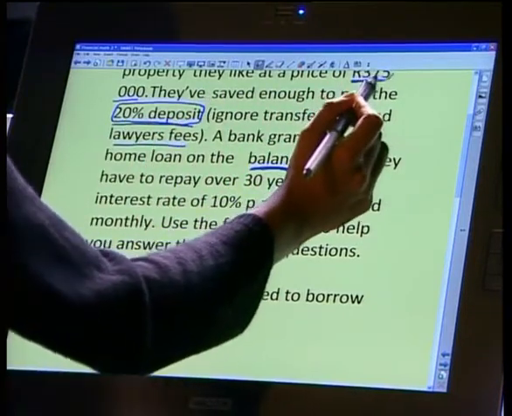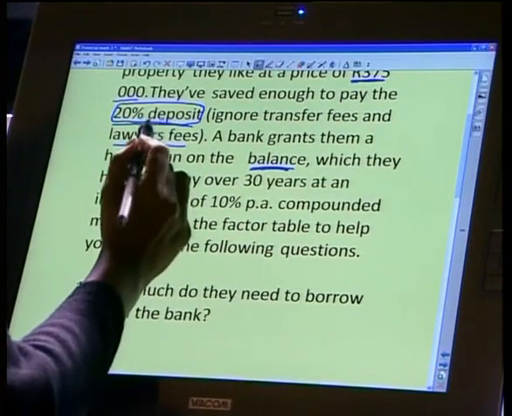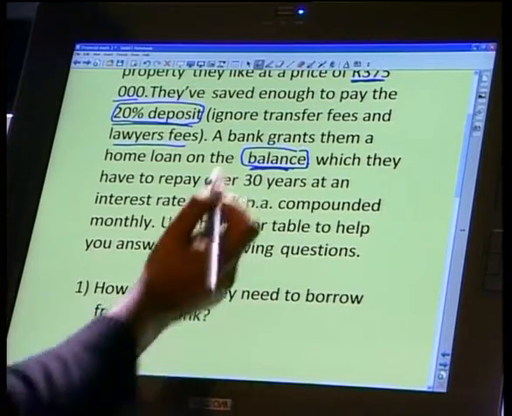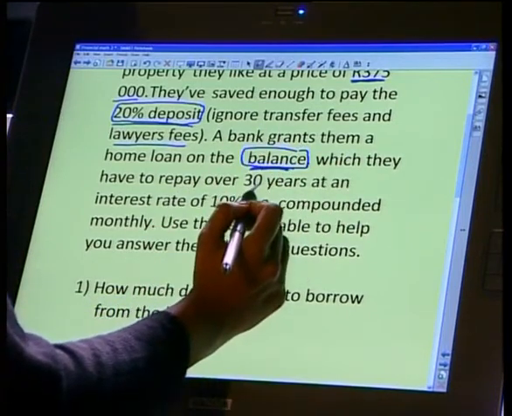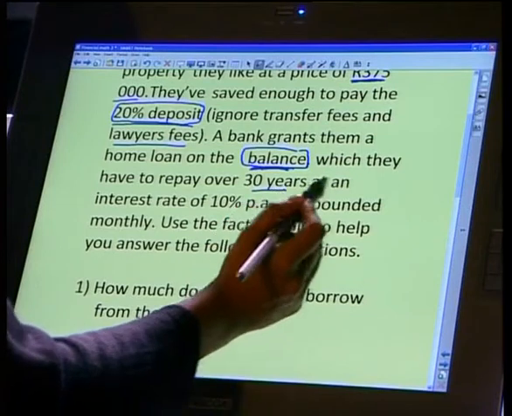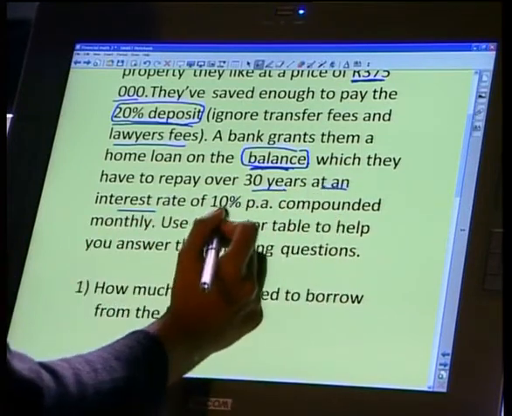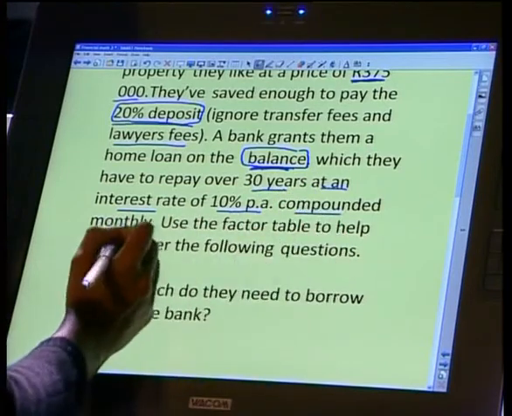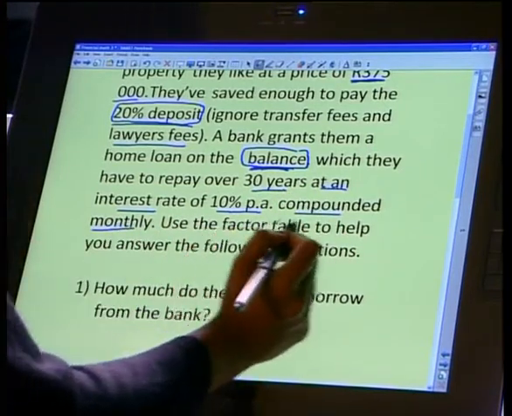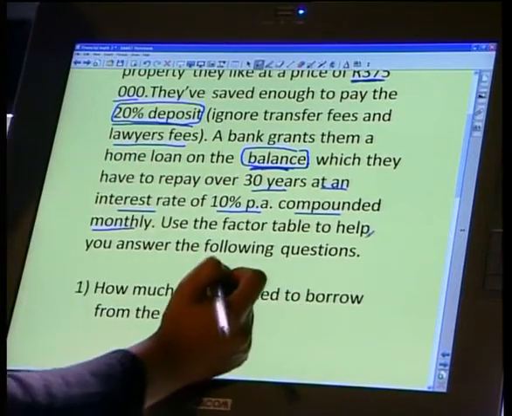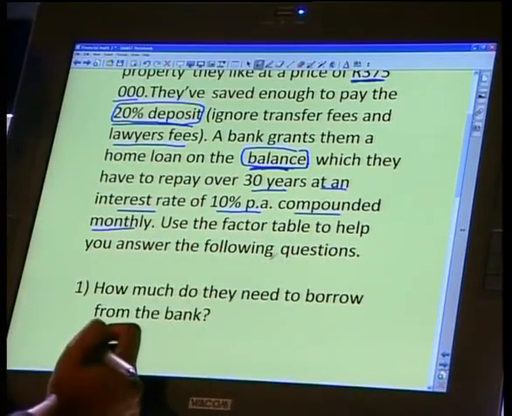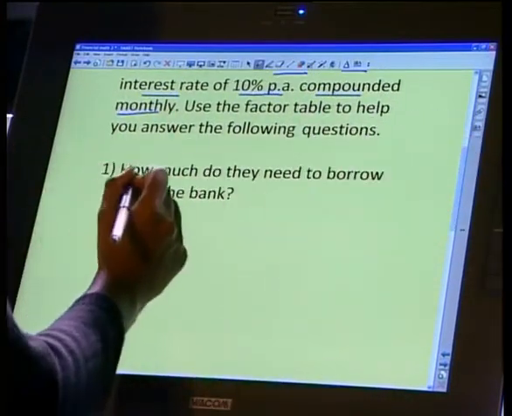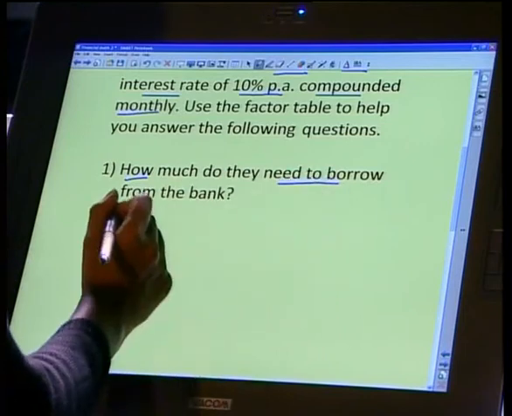So 375,000 Rand less the 20% deposit, that's what the bank is giving them. Okay? They have to repay this over 30 years, so that's our period, at an interest rate of 10% per annum, compounded monthly. Use the factor table, which is the one we just looked at just now, to help to answer the following questions. All right. The first question wants to know, how much do they need to borrow from the bank?